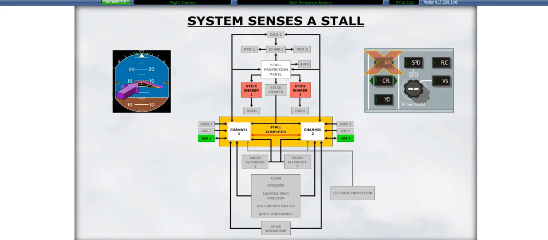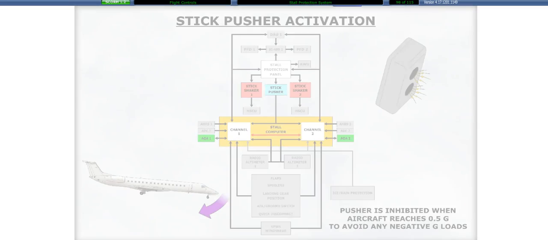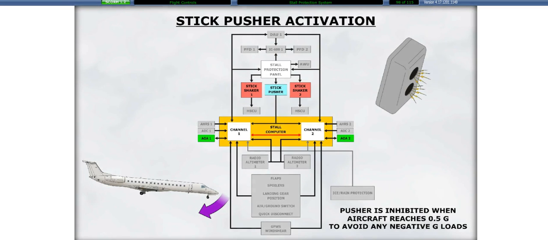In the event the system senses a stall, the stick shaker actuates and the autopilot disengages. If no corrective action is taken, the stick pusher engages and commands the aircraft nose down. The aural warning unit generates a clacker sound. The pusher is inhibited when the aircraft reaches 0.5 Gs to avoid any negative G loads.